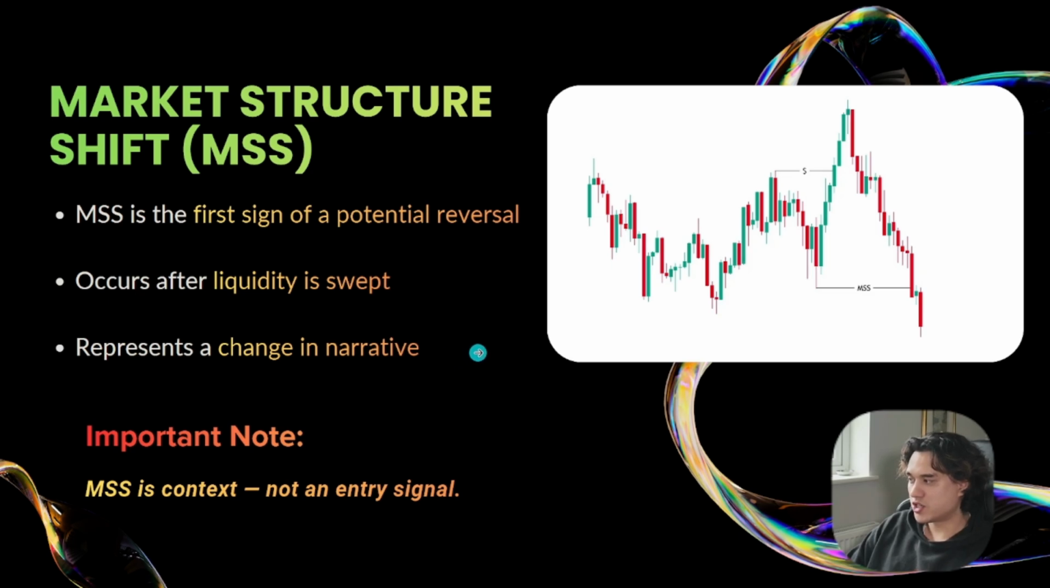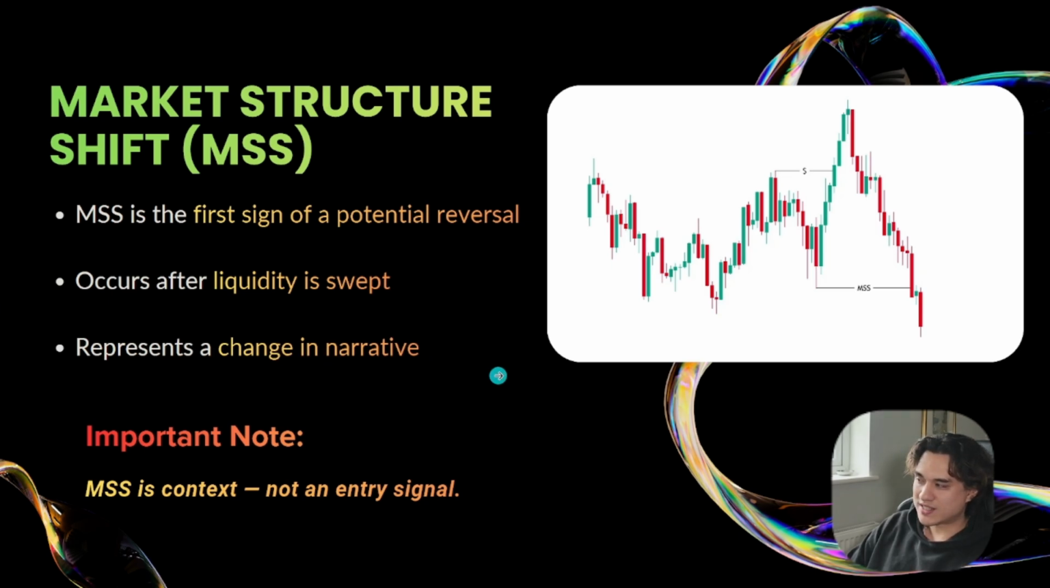A market structure shift is a break of structure that occurs after a significant liquidity draw. For example, price takes out an older high here. Then we get that break in market structure below here. And this is our high probability signal where there is a market structure shift. It represents a true change in the market's narrative.